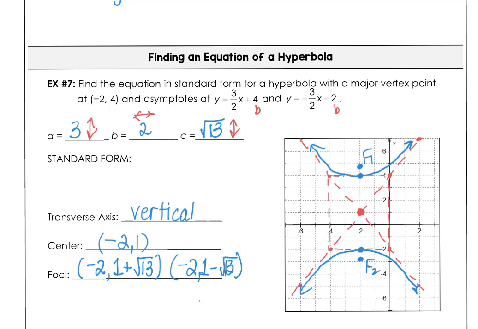Okay, so finally putting standard form together, we want y terms first, so y minus 1 quantity squared over the a value squared, and then x minus -2 squared over the b value squared equals 1.